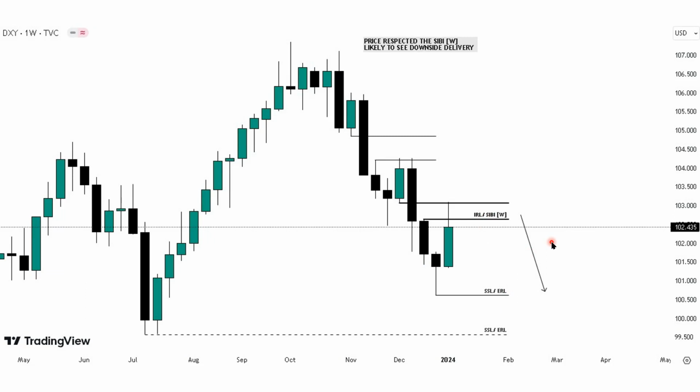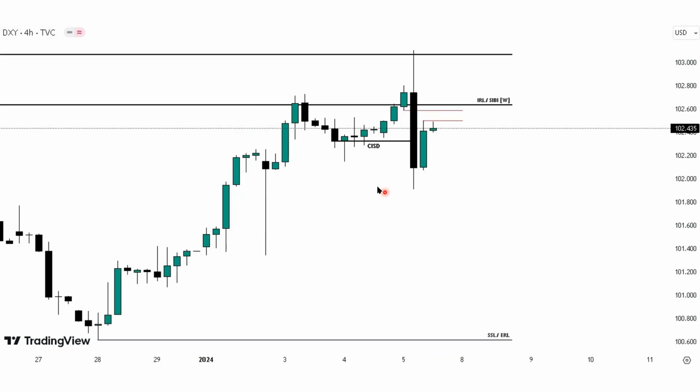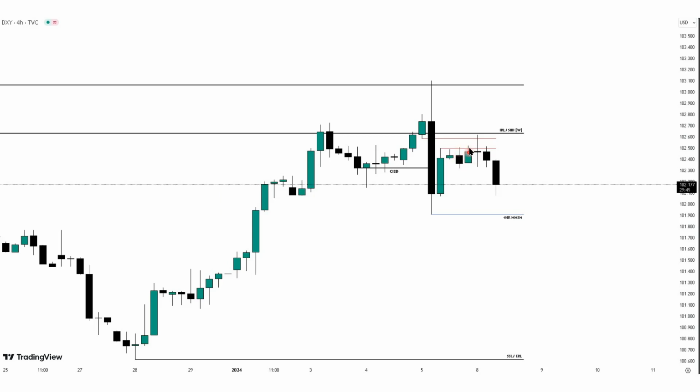So let's look at the lower time frame, which is the 4 hour for the dollar index, so you can get an understanding of why we think that dollar would be trading lower for this particular week. Right here we have our change in the state of delivery, and then price left behind the CB on the 4 hour time frame. On Monday, as you can see, price respects that CB and then trades lower, potentially taking what? Sell side liquidity resting right there. So this is what we were using.